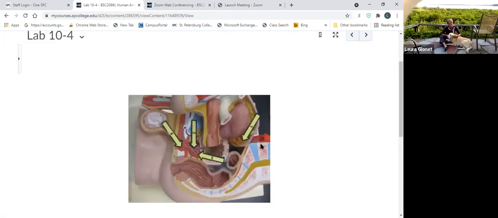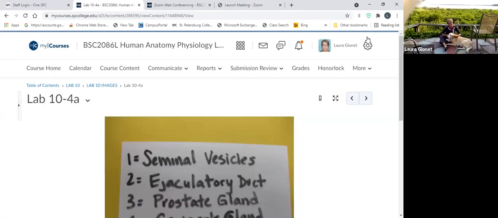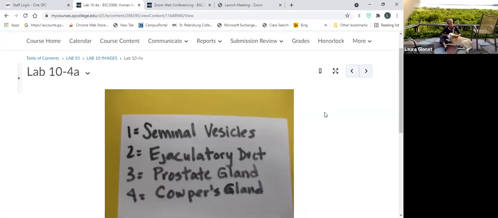All right, this is the other model pointing to the same. You just have to turn it right side up. Sorry about that. All right, so seminal vesicles, ejaculatory duct, prostate gland, Cowper's gland. Function, function, function.